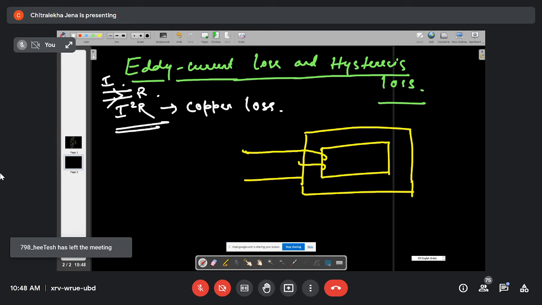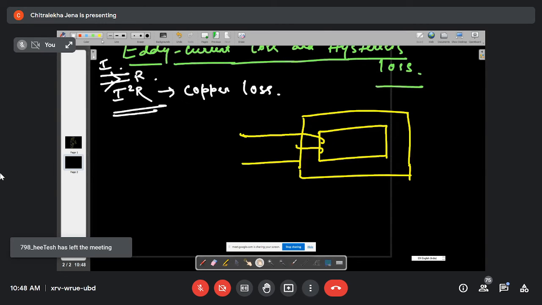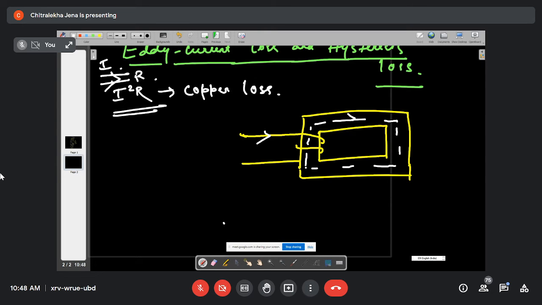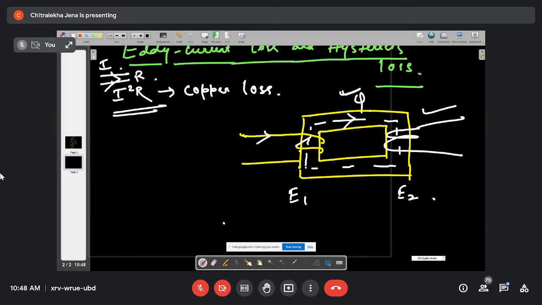Okay. So here I will tell you, you have approached the answer. I will not say that you have not told. You have told. Here you see, when I am passing a current here, what happens? My magnetic flux is produced. That is passing in the magnetic core. Here the magnetic flux is produced. When this flux is linking the primary winding, EMF is induced. And when that flux is linking the secondary winding, then EMF is induced.